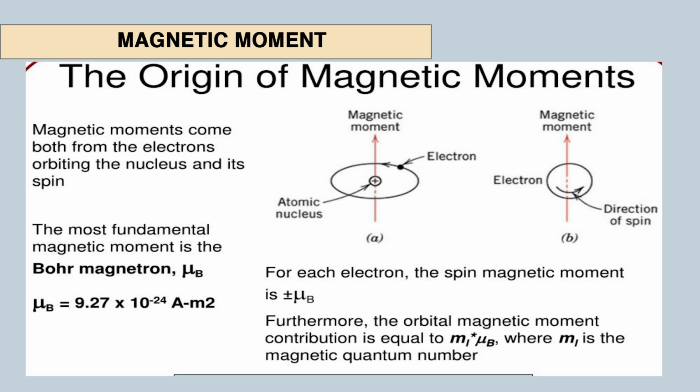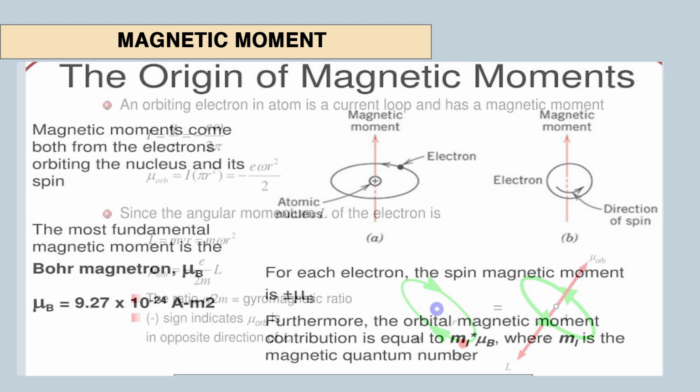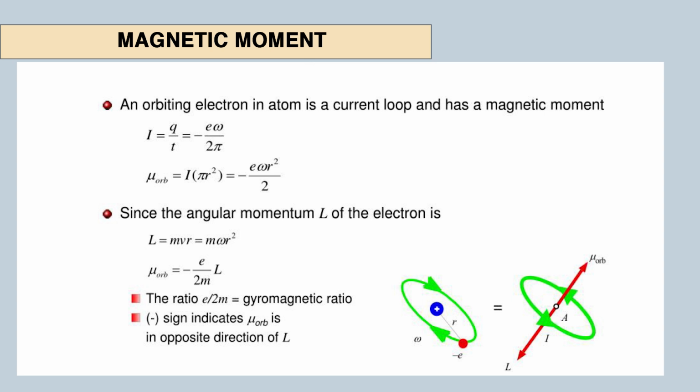The origin of magnetic moments. The magnetic moments come both from the electrons orbiting a nucleus and from their spin. The most fundamental magnetic moment is the Bohr magneton, mu B equal to 9.27 into 10 raised to minus 24 ampere meter square. Next, the orbital electron in an atom is a current loop and has a magnetic moment.